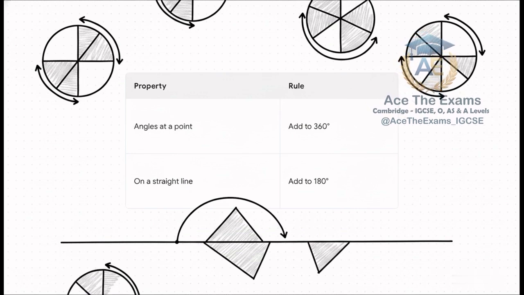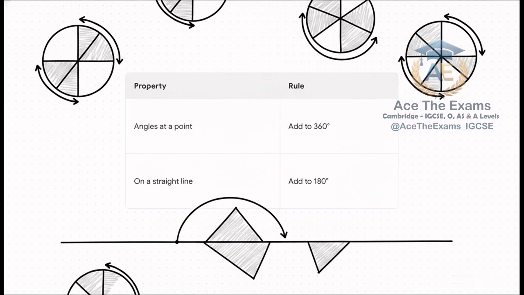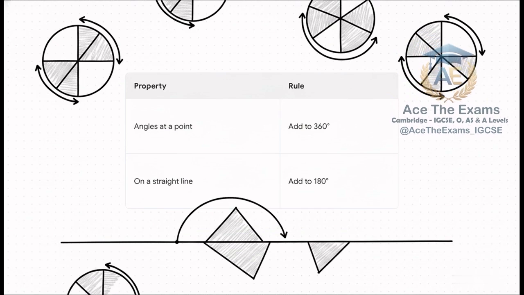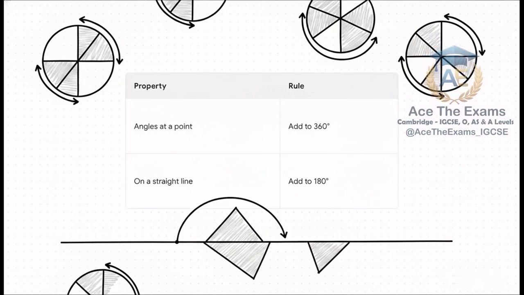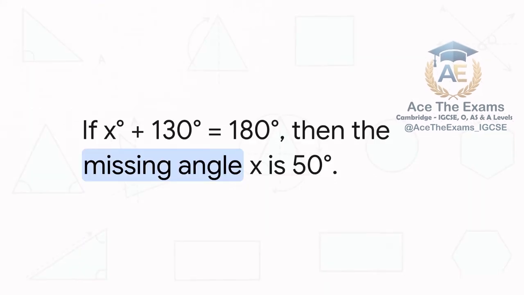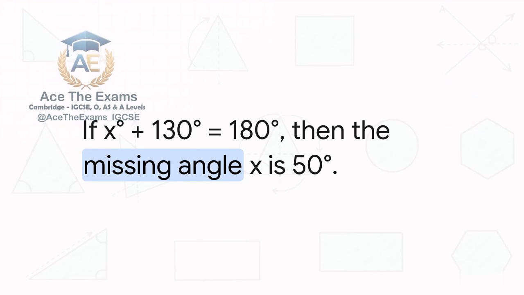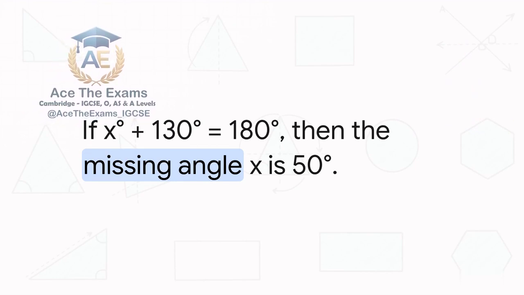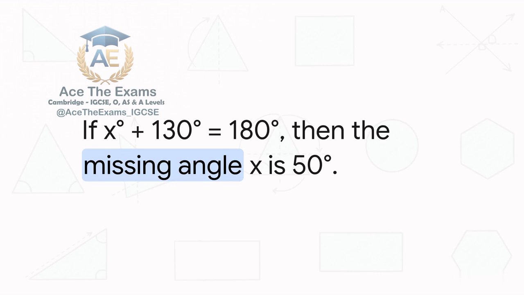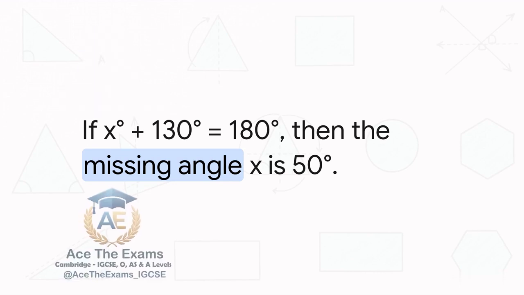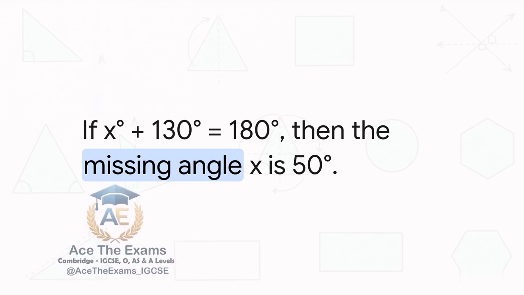These are your non-negotiables. When you are looking at a messy, complicated diagram in Section B of your paper, you need to actively scan for straight lines and complete circles. That's your anchor. Let's see that straight line rule in action. Imagine a straight line split into 2 angles. One angle is a complete mystery. Let's just call it x. The other is given as 130 degrees. Because of our golden rule, we know they must combine to equal 180.